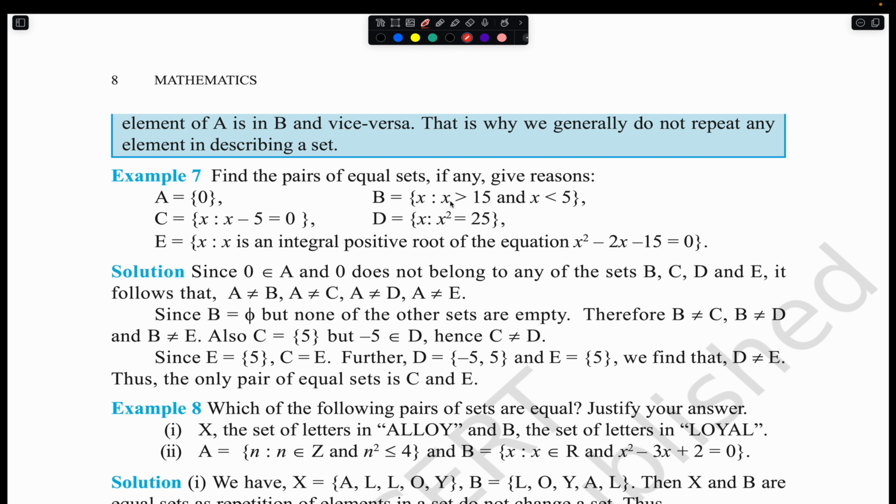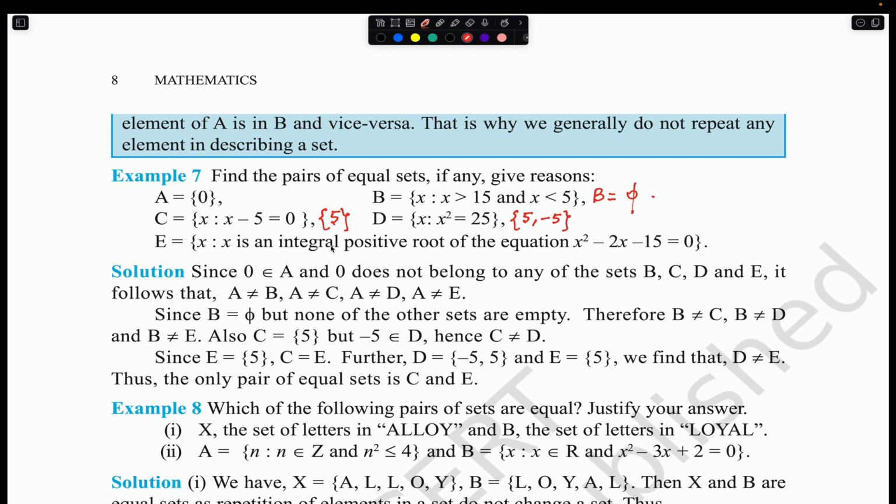So there are no values of x which are simultaneously greater than 50 and less than 5. So clearly B is a null set, correct? Similarly, here you are trying to find the value of x which satisfies this relation. So C is a set that is going to have only 5 as an element. Here you are trying to find the solution of x square is equal to 25. So D is a set that is going to have only 5 and -5 as its elements, right?